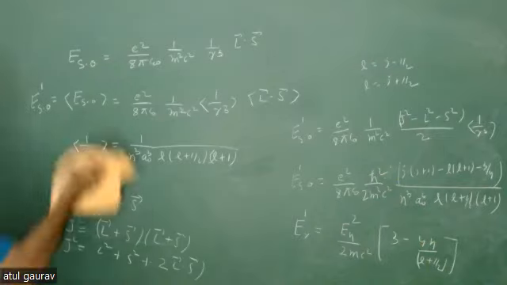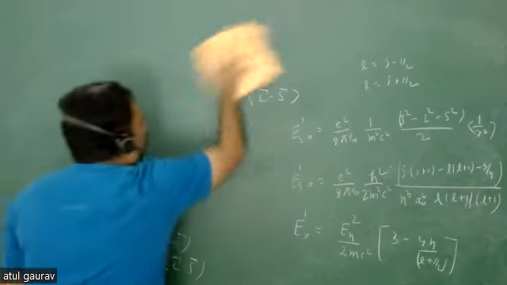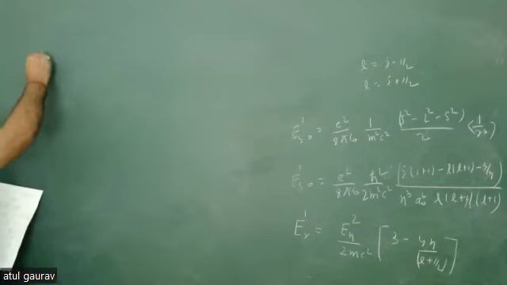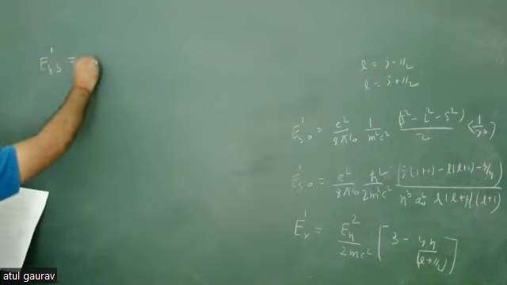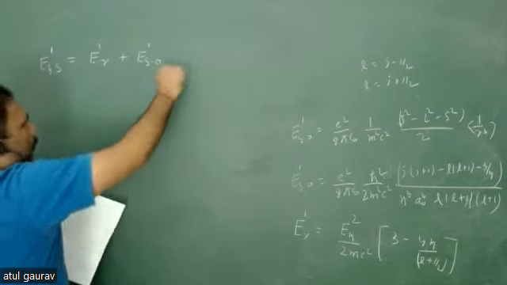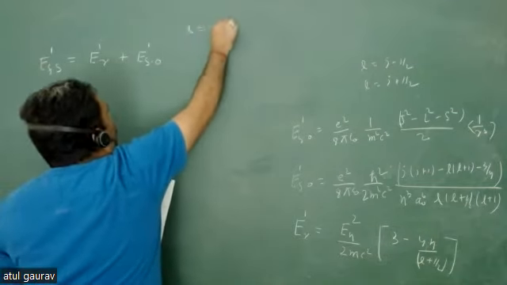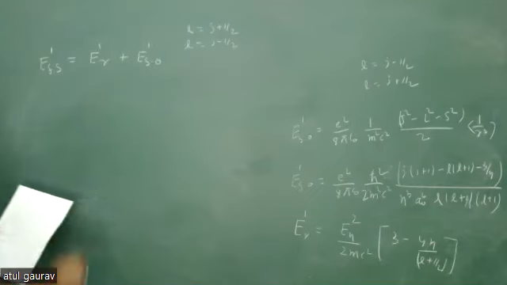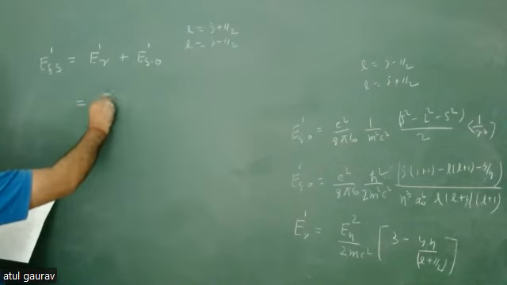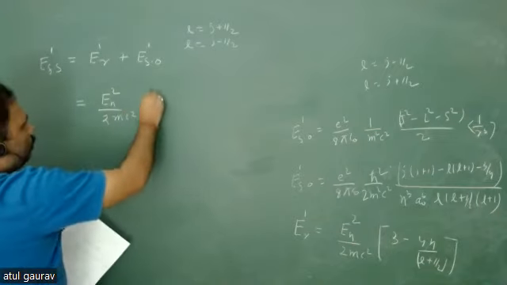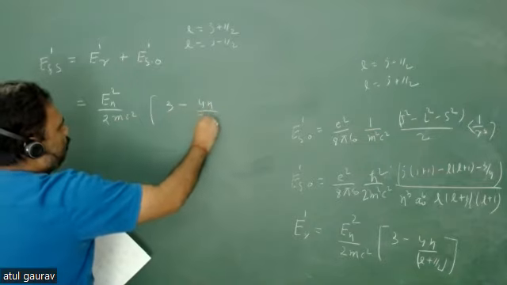So let me give you the final relation, or final expression of fine structure. What is this final expression of fine structure? Let me give you this particular thing. So you have E fine structure 1 is equal to ER plus E spin orbit of the first order. By changing L is equal to J plus half or L is equal to J minus half. You can check with both. You will get exactly this result. And this result is equal to, you will get En square upon 2 mc square. And you have 3 minus 4n. Very simple relationship. J plus half.